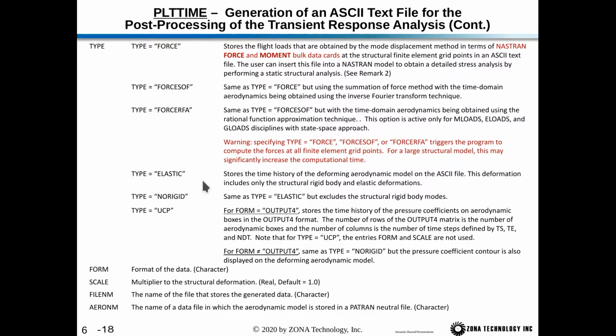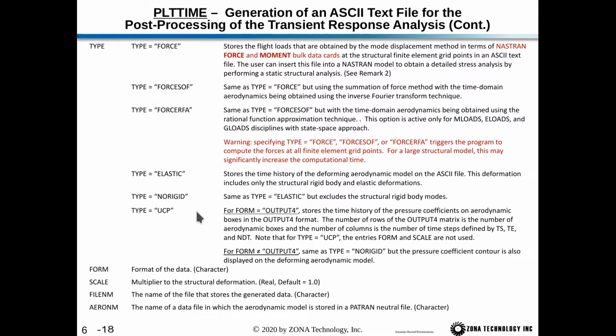Next, we have type equals elastic. This stores the time history of the deforming aerodynamic model. This deformation includes only the structural rigid body and elastic deformations. So it would be for a plot file to visualize the time history of the deforming model. Type no rigid is the same as elastic, but it excludes the rigid body modes. So this could make for a nicer animation if one of your rigid body modes is not stable.